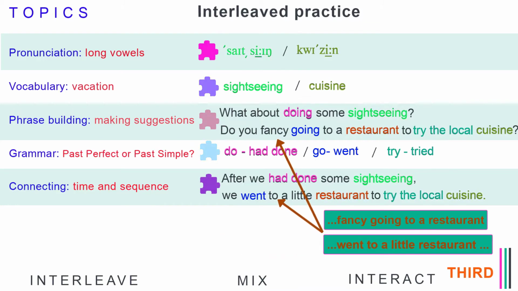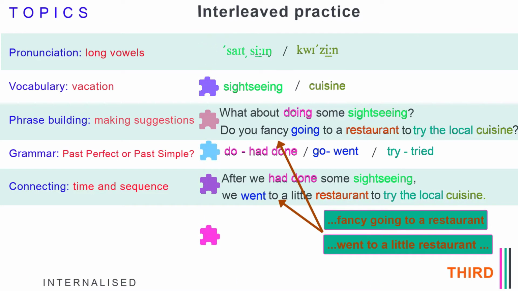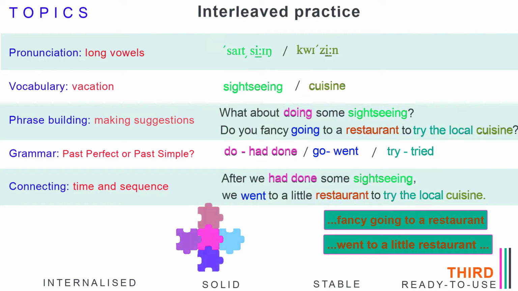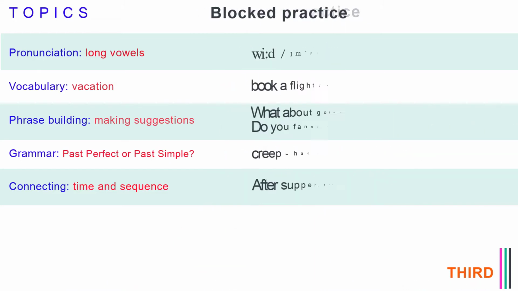Knowledge and skills gained through interleaving are naturally internalized, solid, stable, ready to use, on the tip of your tongue, which is especially important for language learners. Interleaved practice is the opposite of the more traditional blocked practice.